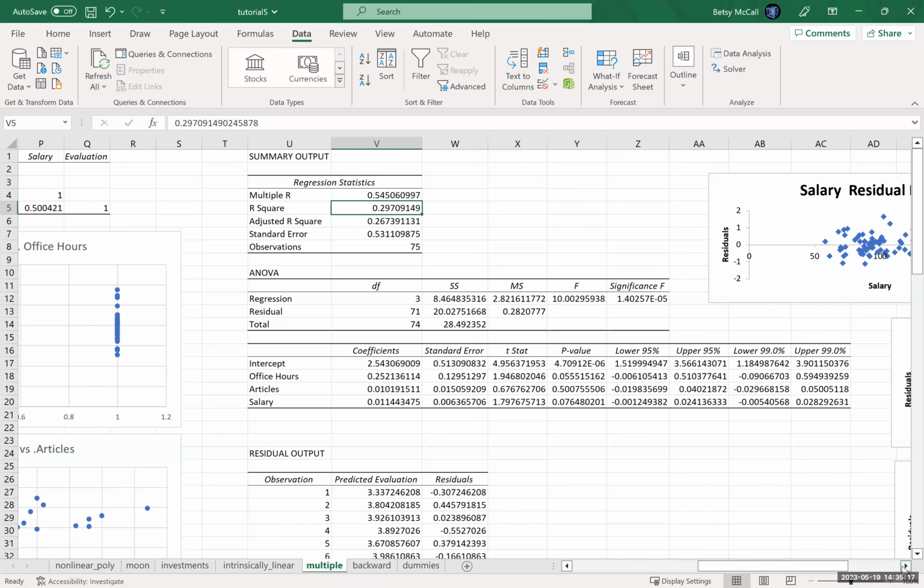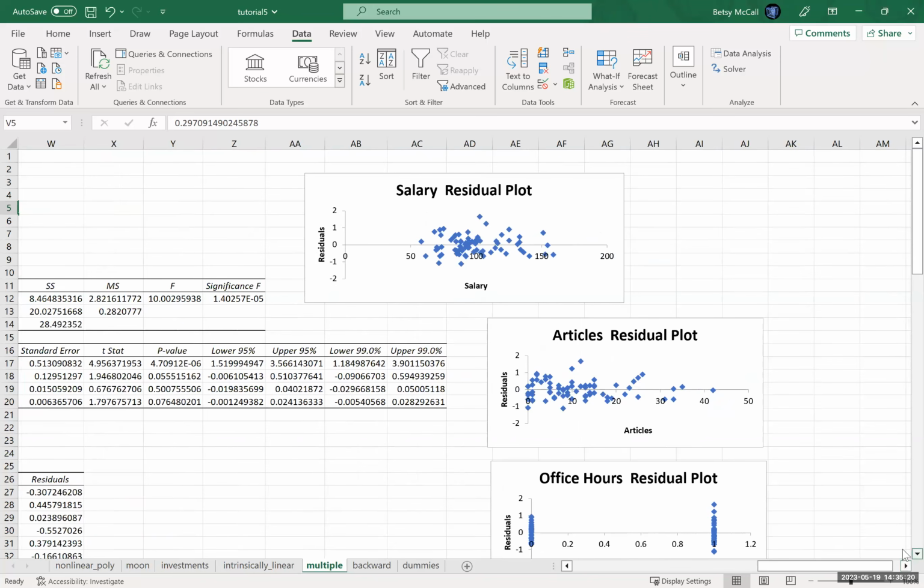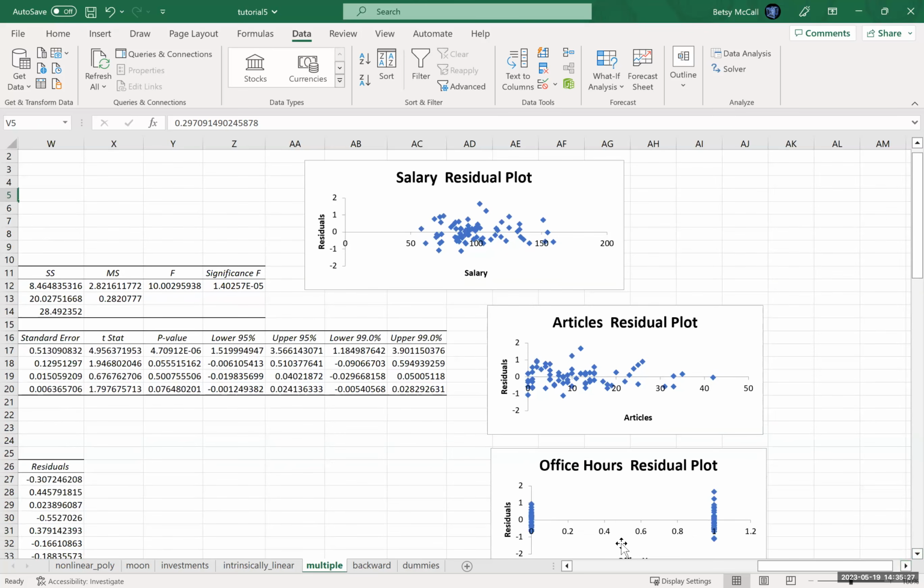Let's look at our residual graphs for each of our variables. There's one for each input variable, the same residuals plotted against different X values. Again, the discrete office hours one, where we have only 0 and 1, is going to look weird. But the main thing we want to look for here is, does the variability appear to be about the same? The 1 does look a little bit wider, but I don't think it's meaningfully wider. We have only 2 input values, so it's hard to tell.